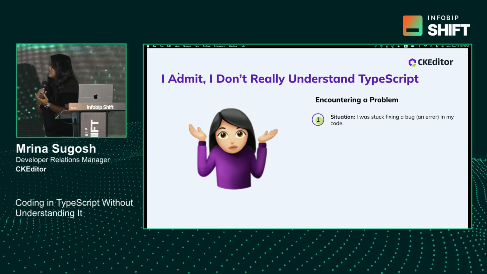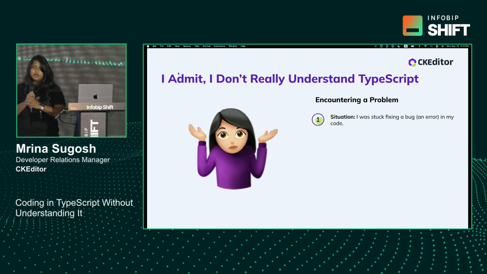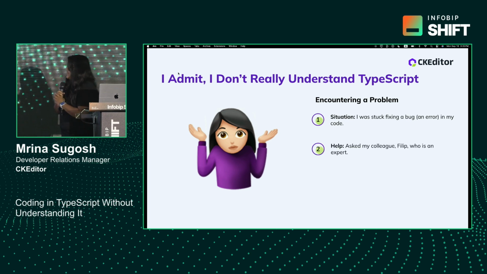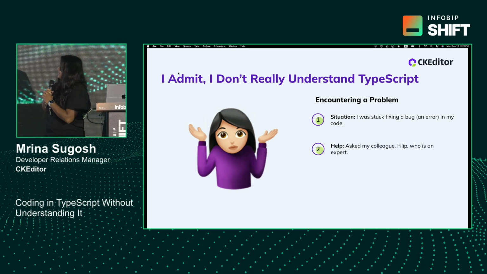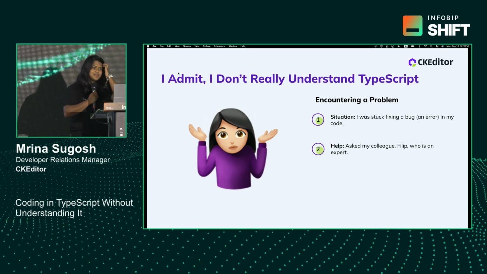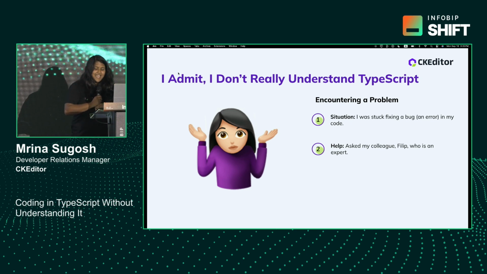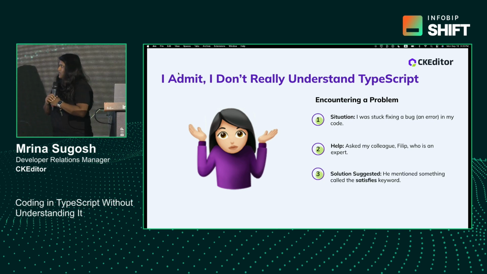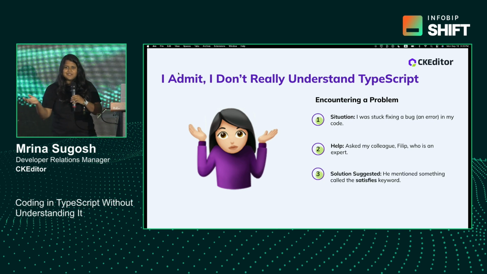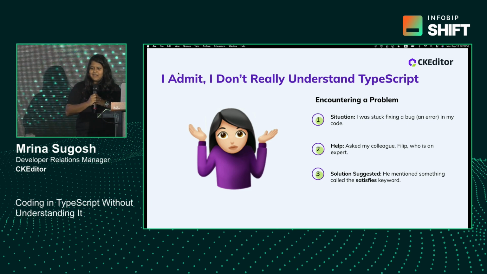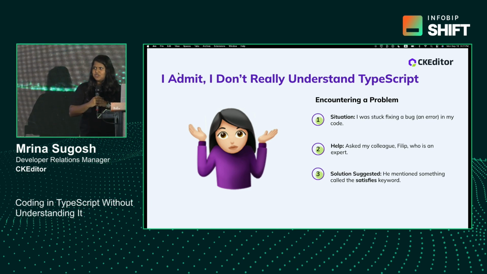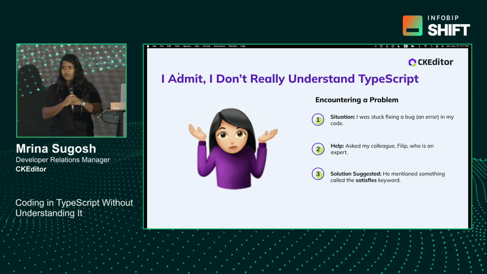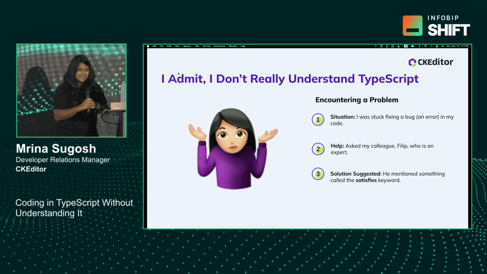So the situation: I was stuck fixing a bug in my code where I had no idea how to debug it. Then I reached out to my colleague, Philip, who is an expert in TypeScript. He actually helped me debug this. And he made the suggestion. He was like, try to use this word called satisfies on this object, and on this type object, and it should fix your problem. I used the word, and believe it or not, that problem went away. And I had no idea why.